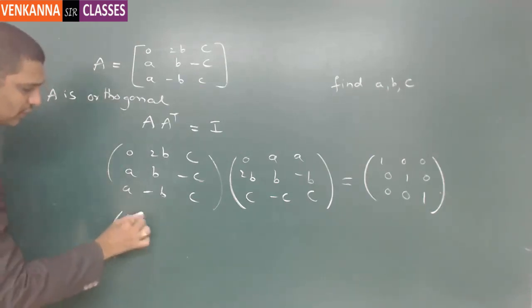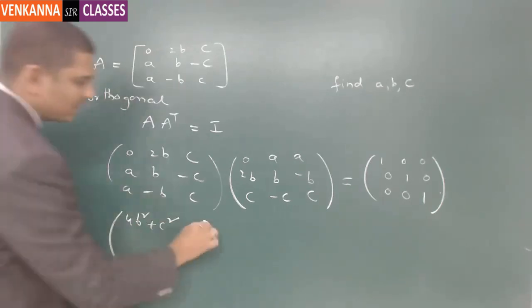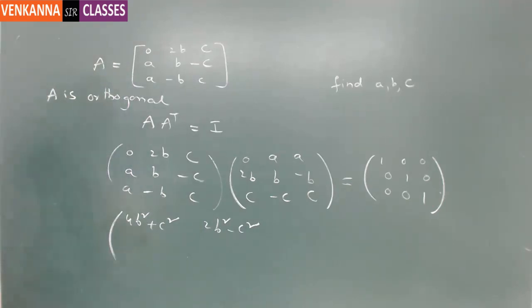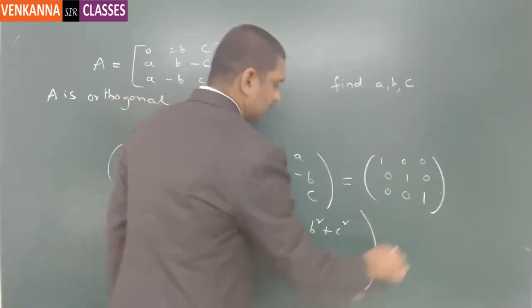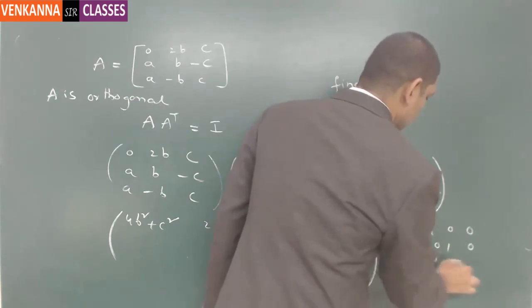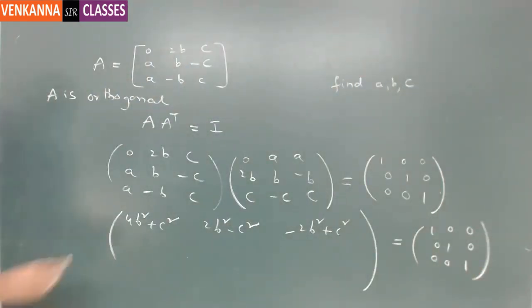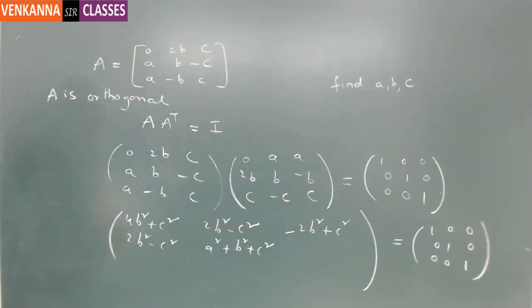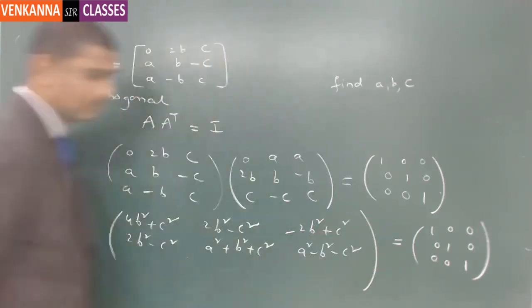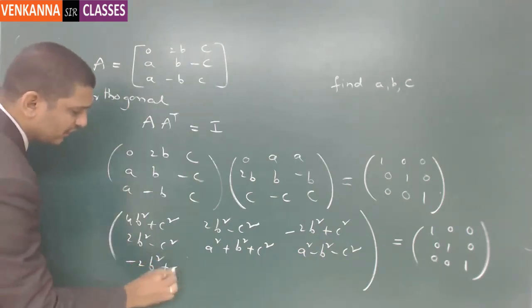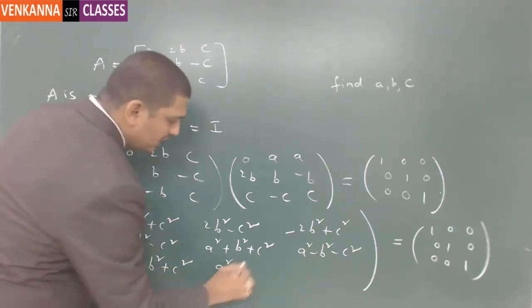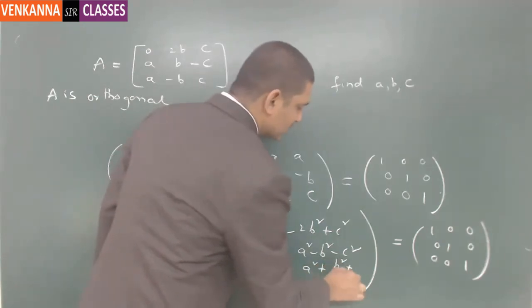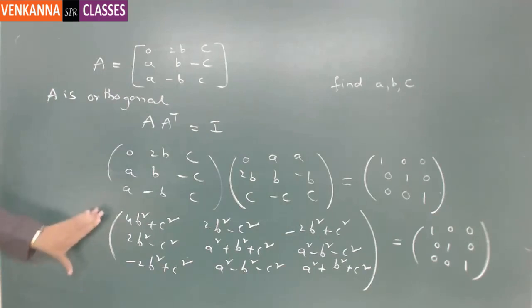So this will be 4b square plus c square, then 2b square minus c square, then minus 2b square plus c square, and for the second row, 2b square minus c square, a square plus b square plus c square, and then a square minus b square minus c square. And the other row, minus 2b square plus c square, a square minus b square minus c square, and a square plus b square plus c square. So you can cross verify this part. By randomly selecting a row and column, can you check that the entries I made were correct?